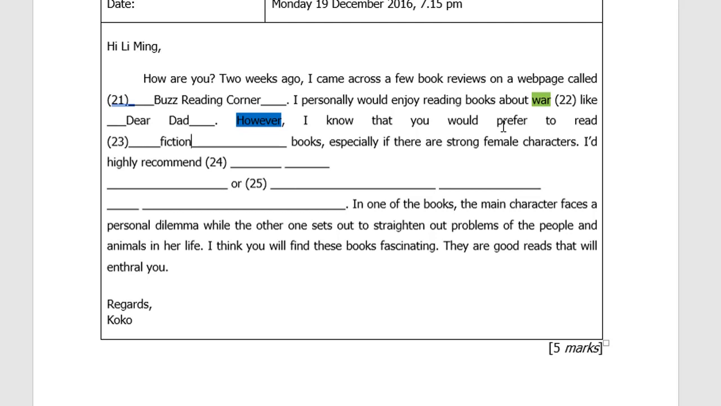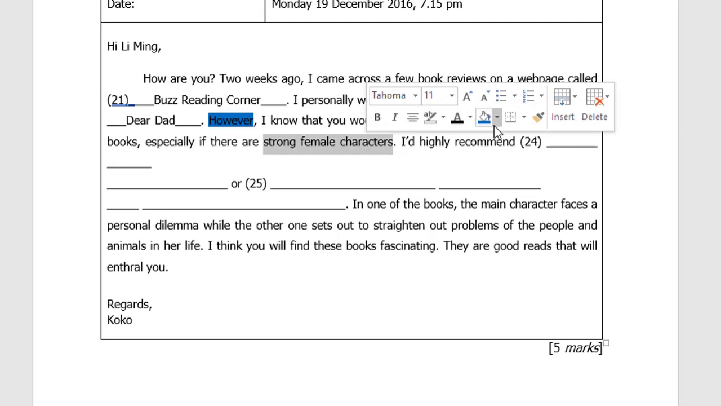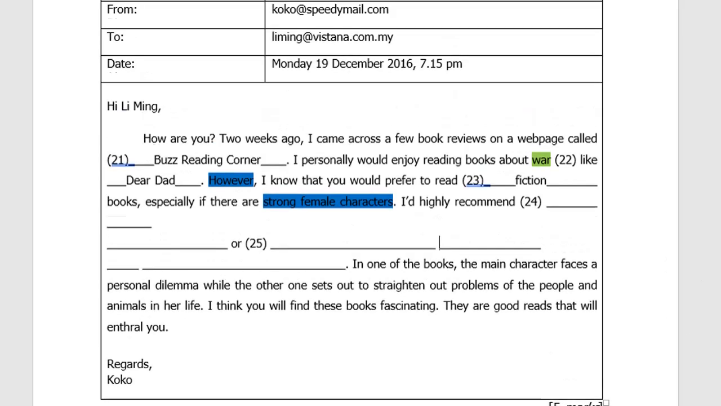Why? Because just now, Dear Dad is a non-fiction. Then you have the word however. So however shows irony. Opposite. Okay? Especially if there are strong female characters. Strong female characters. So, which books have strong female characters? So, you need to write two books under number 24 and number 25.